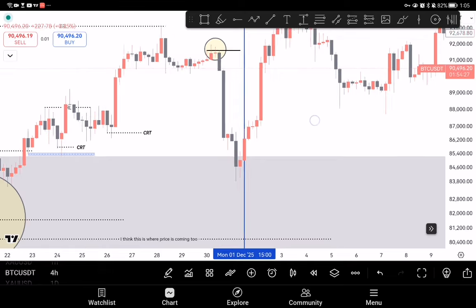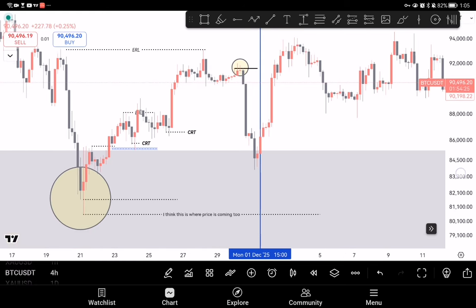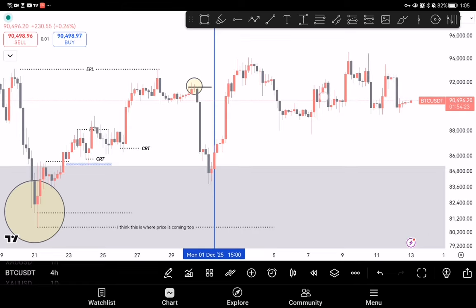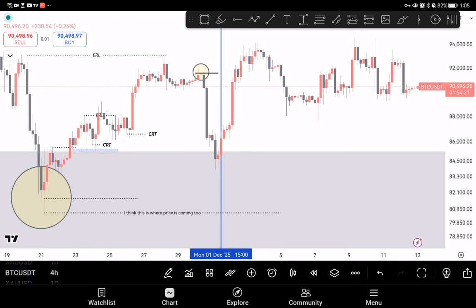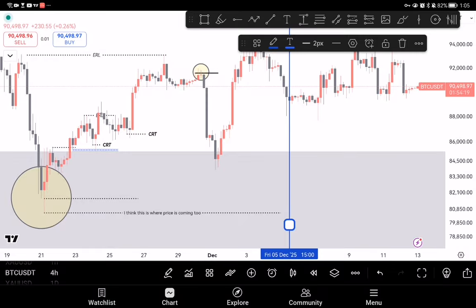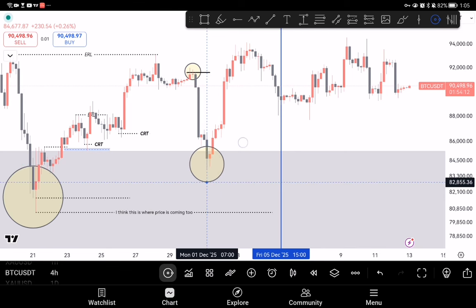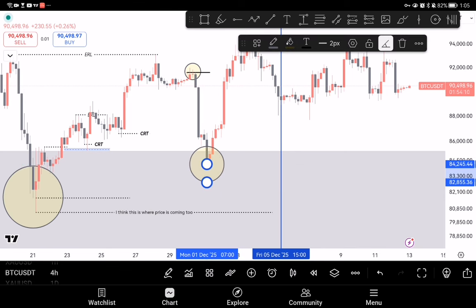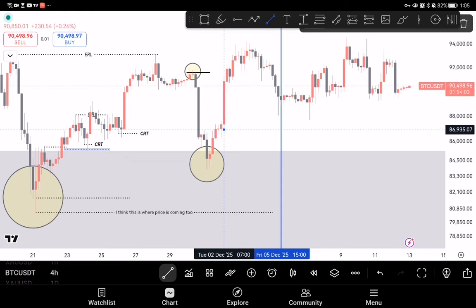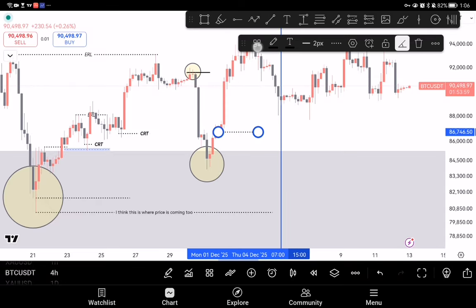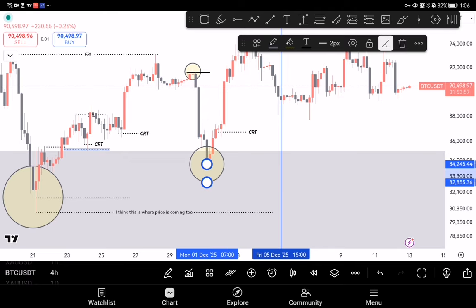Again, if we continue looking very well, price swept here and it came back here. But you're going to see that right here, we do not have any CRT formation in this zone. There is no CRT formation here. So we are going to wait for price to give us a CRT formation. And out of our patience, we are going to see that we have a CRT formation right here. So we are going to call that CRT.